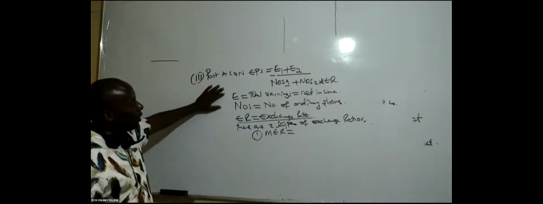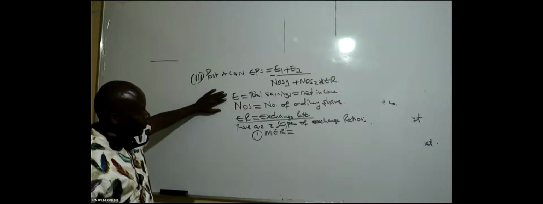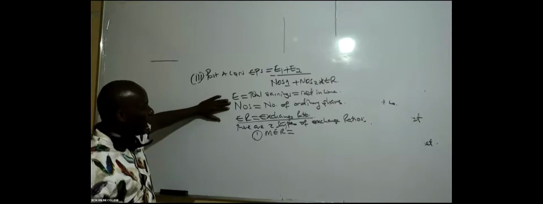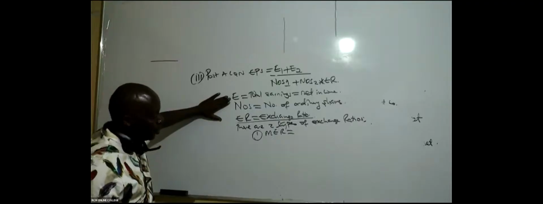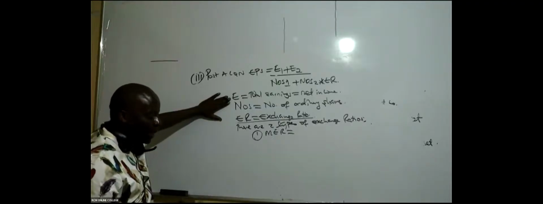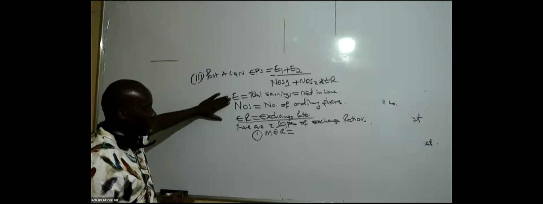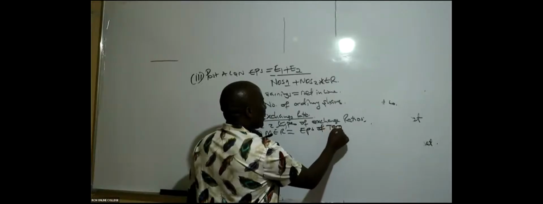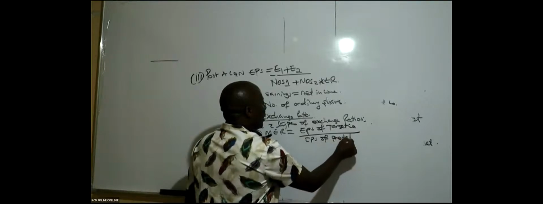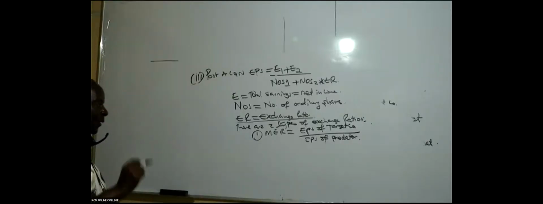And then I will just explain here. E stands for total earnings, net income. NOS stands for number of ordinary shares. And ER is the exchange ratio. I'm trying to expand on this ER. There are 2 types of exchange ratios. We have our MER, the maximum exchange ratio. Write that in full. MER is the EPS of the target company over the EPS of the predator.